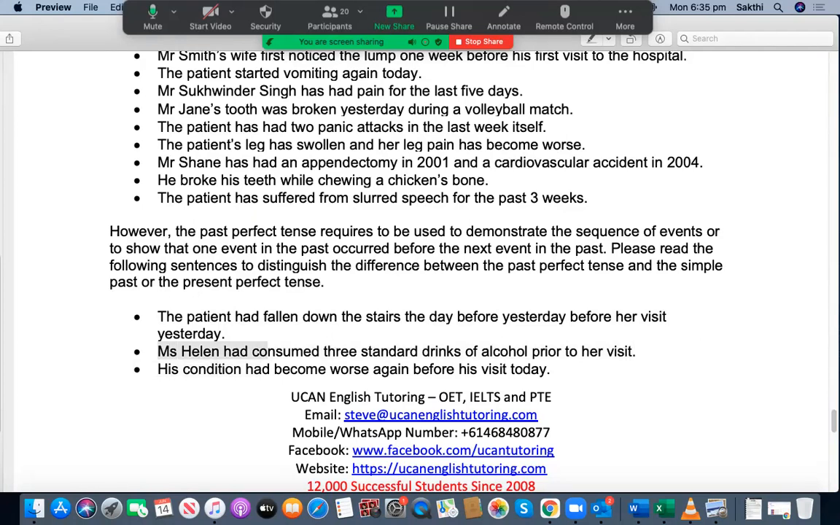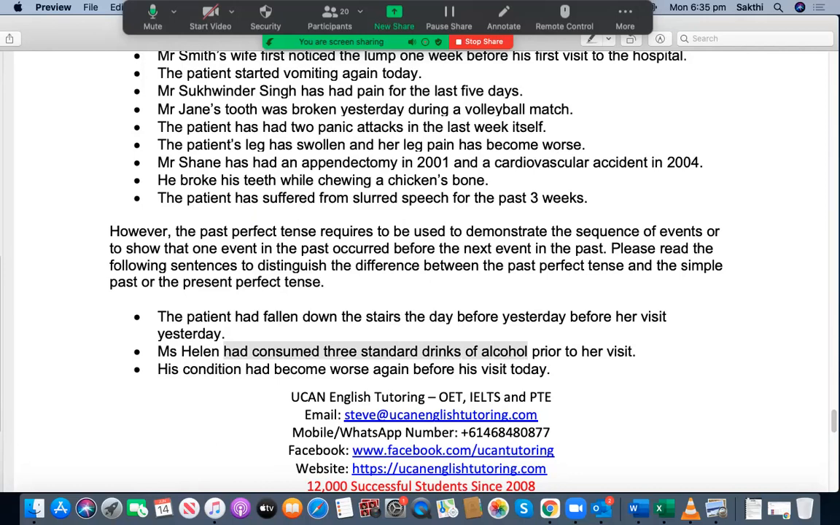Miss Helen had consumed 3 standard drinks of alcohol prior to her visit. So this occurred in the beginning. This was finished. She finished consuming 3 standard drinks of alcohol before she started visiting the hospital.